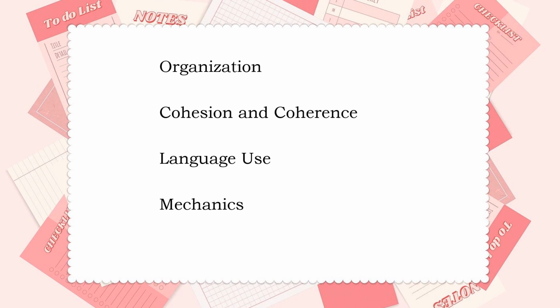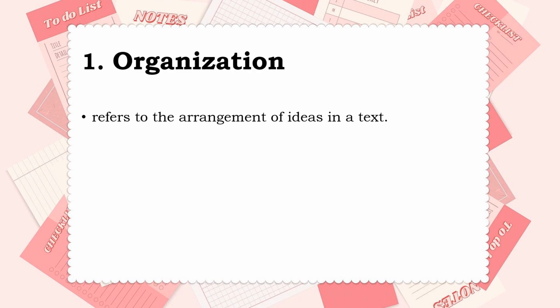We have the organization, cohesion and coherence, language use, and mechanics. Starting with the organization. Organization refers to the arrangement of ideas in a text. You can easily follow good organization when you create an outline of your ideas before you start writing. Strong organization constitutes proper paragraphing and logical order of presentation of ideas.